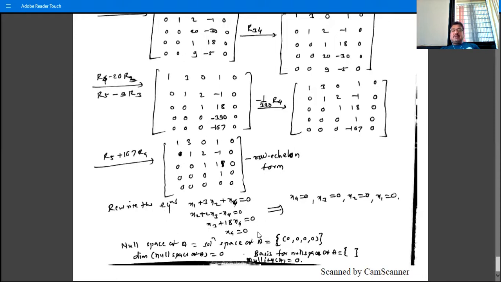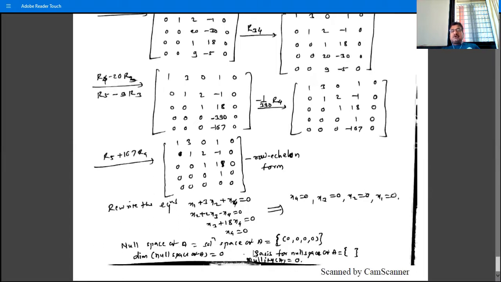It means if we assign 1 variable, then the nullity of the matrix is 1. If we assign 2 variables, then the nullity of the matrix is 2. If we assign 3 variables, then the nullity of the matrix is 3. But here no need to assign variables, that is, 0 variables are assigned, and therefore the nullity of the matrix is 0. Nullity of A is 0.